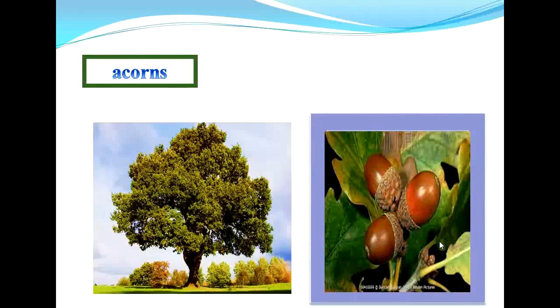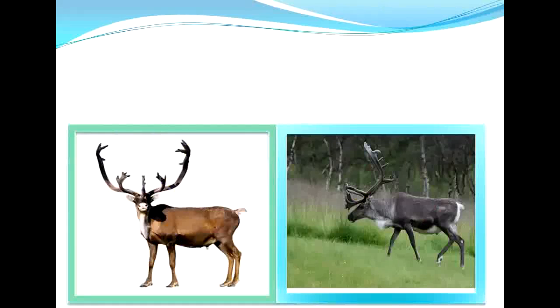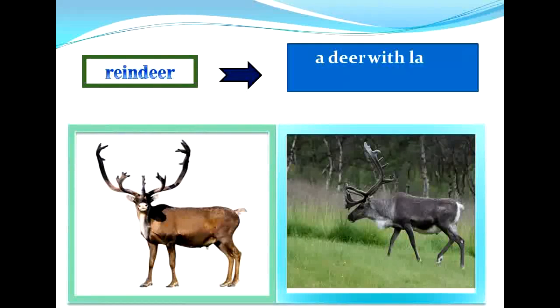So in the second picture, you will find acorns, and squirrels are very fond of acorns. Okay? So acorns are the seeds of the oak tree. Now we have reindeer. Reindeer is a type of deer with large branching antlers or horns. So these antlers that branch out are their specialty. So reindeers have large antlers that branch out.